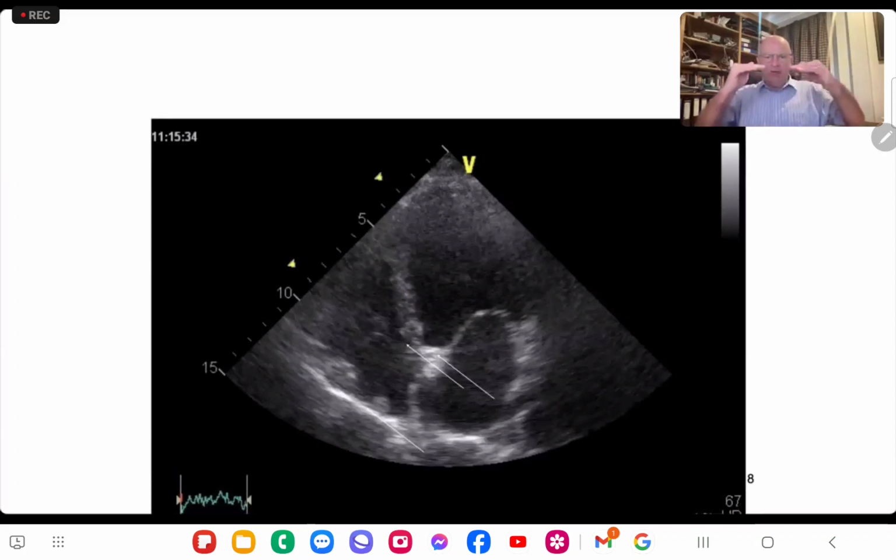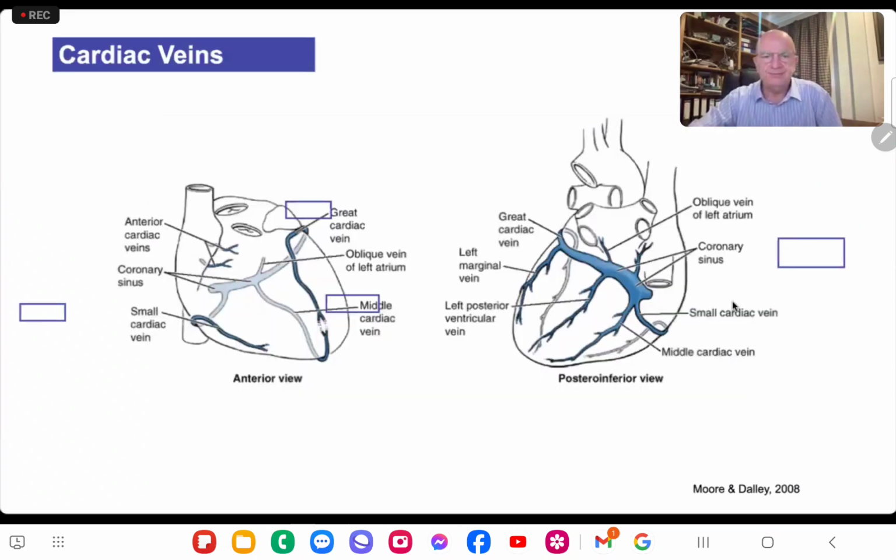With the four-chamber view, an important thing to notice is that the tricuspid valve is closer to the apex than the mitral valve, and that can be by up to a centimetre, that difference. If the difference is more than a centimetre, then that's abnormal.